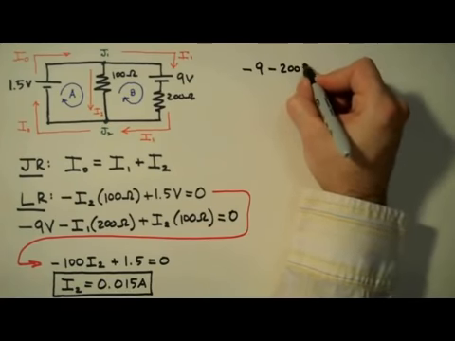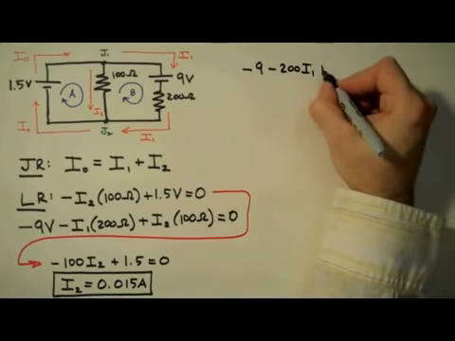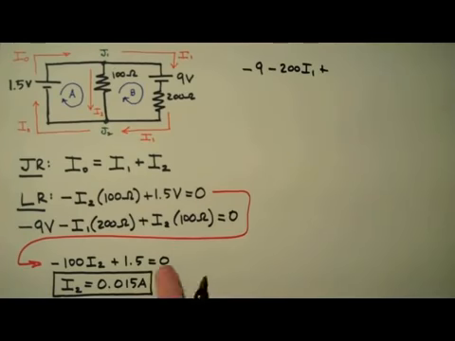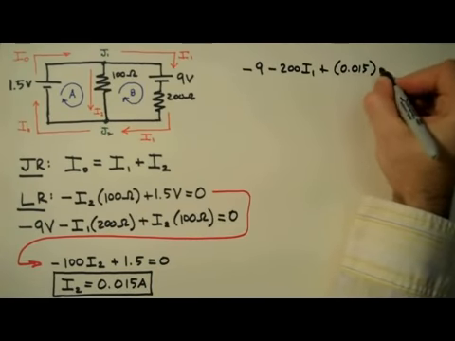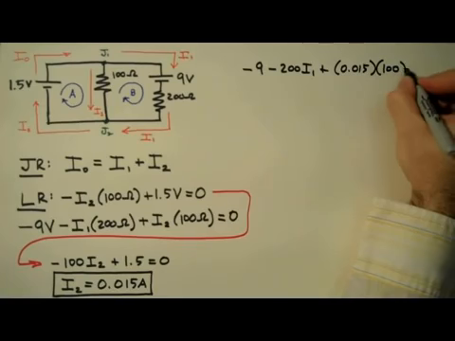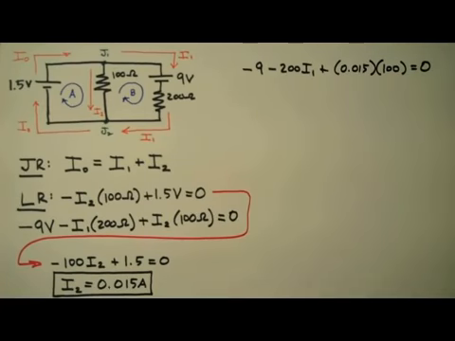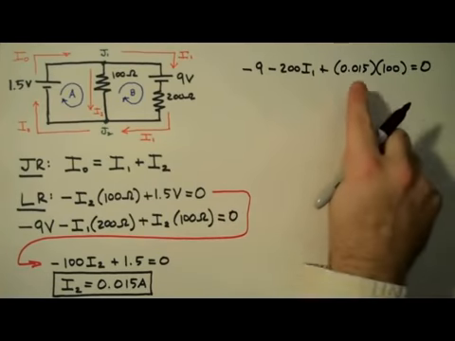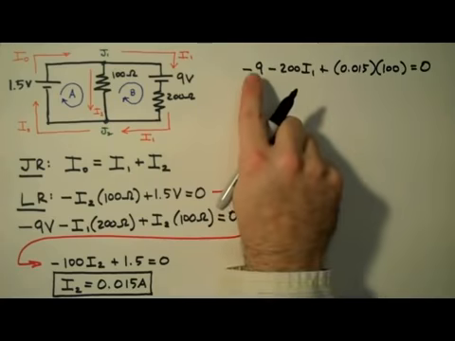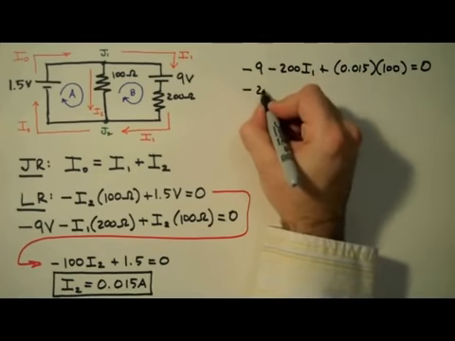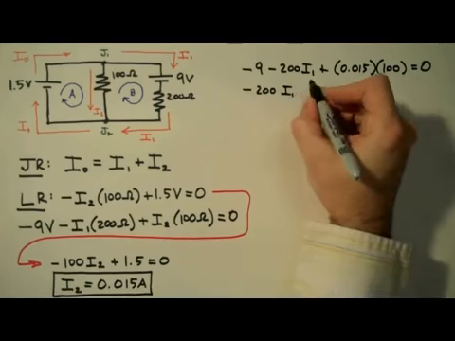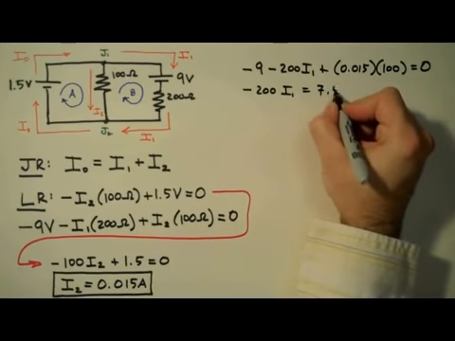Rewriting the equation. By the way, if you're comfortable with linear algebra, you may want to set these equations up in a matrix and solve for the variables that way. Often that is a much simpler way of handling the algebra. In this case, I'm just going to plug and chug. So this product is equal to 1.5 volts. Move it to the other side. I have negative 200 I1 is equal to positive 7.5.